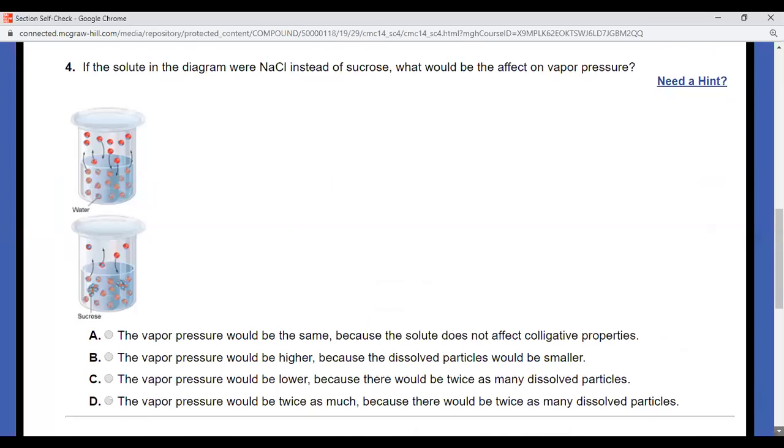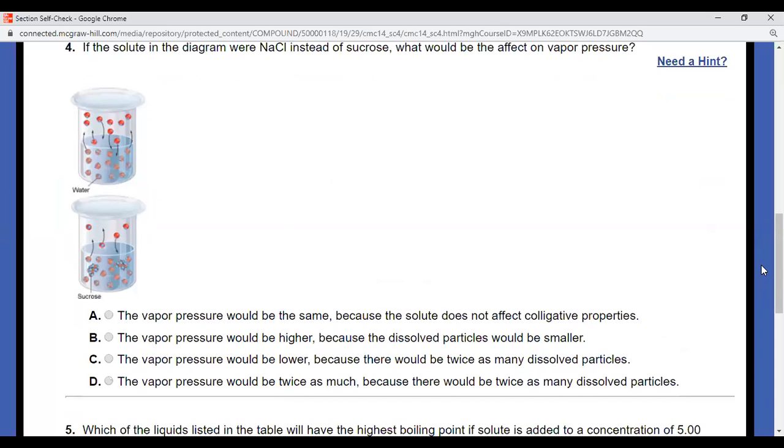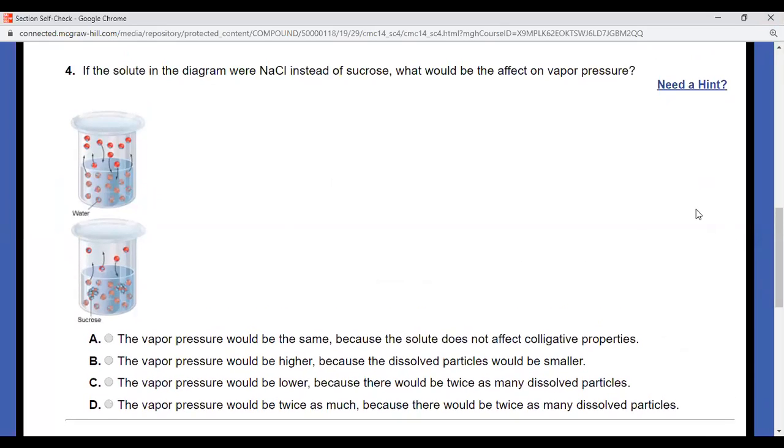Okay, can you answer number 4? If the solute in the diagram were NaCl instead of sucrose, what would be the effect on vapor pressure? A: The vapor pressure would be the same because the solute does not affect colligative properties. B: The vapor pressure would be higher because the dissolved particles would be smaller. C: The vapor pressure would be lower because there would be twice as many dissolved particles. D: The vapor pressure would be twice as much.